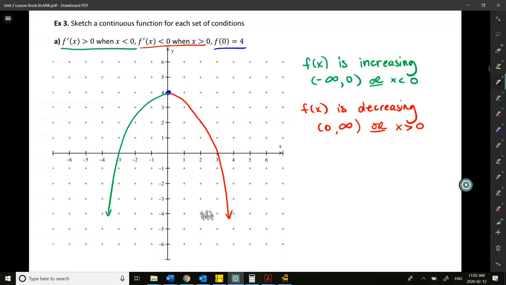So this means the first derivative is positive when x is less than 0, on this side over here. That's the derivative. We're graphing f(x). So the derivative, whether it's positive or negative, tells us whether f(x) is increasing or decreasing. That's why we have f(x) increasing here and then decreasing here.